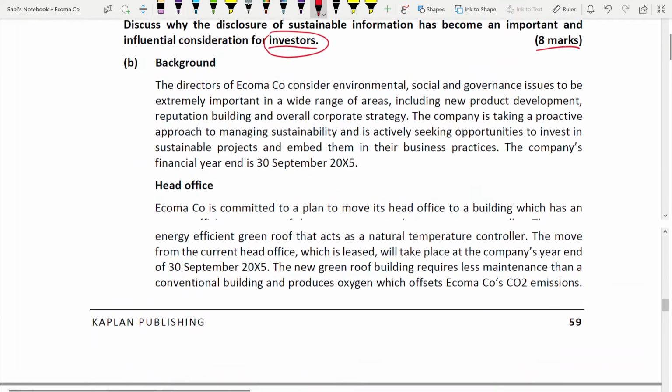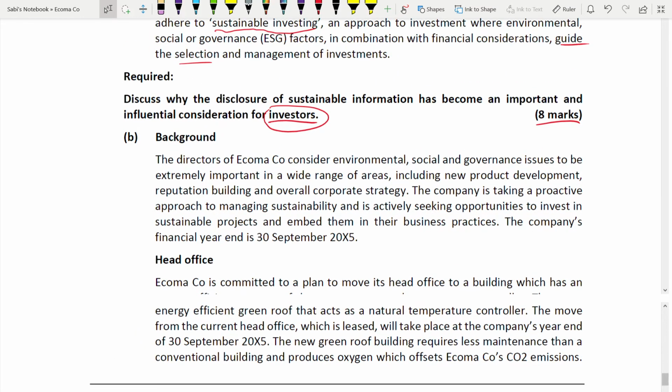So I'm just going to read the background. Dates of Ecoma considered environmental, social, and governance issues to be extremely important in a wide range of areas, including new product development, reputation building, and overall corporate strategy. Companies taking a proactive approach to managing sustainability are actively seeking opportunity to invest in sustainable practices embedded in business practice.